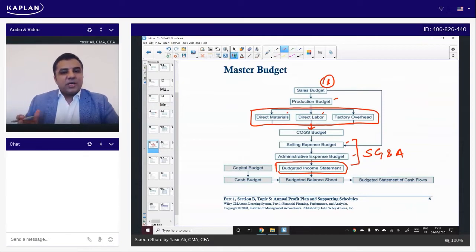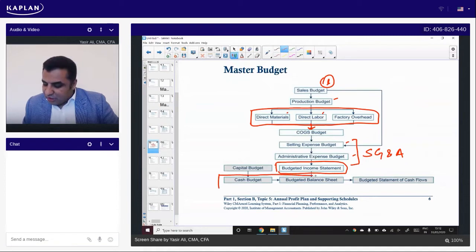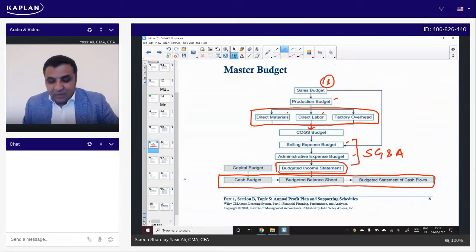Once the budgeted income statement is prepared, we move on to the second set of budgets, which are known as financial budgets, right? The budgeted income statement is an input to these financial budgets. So what is included in the financial budgets? We have the cash budget, and we have the budgeted balance sheet and the budgeted cash flow statement. So these are the financial budgets.